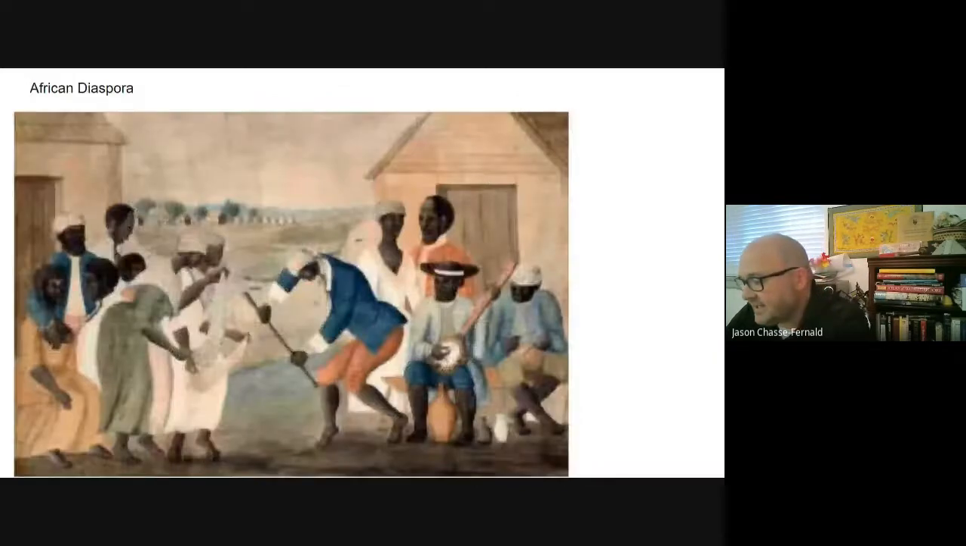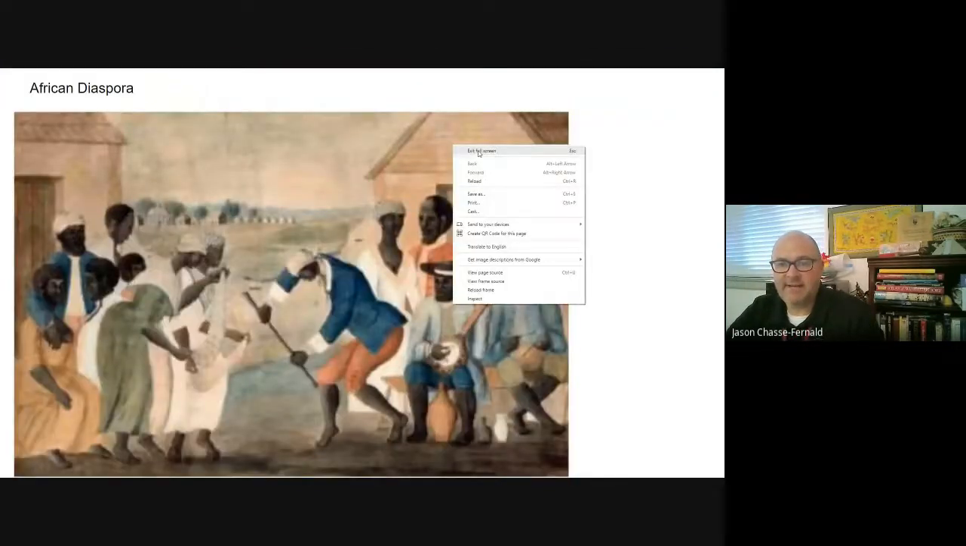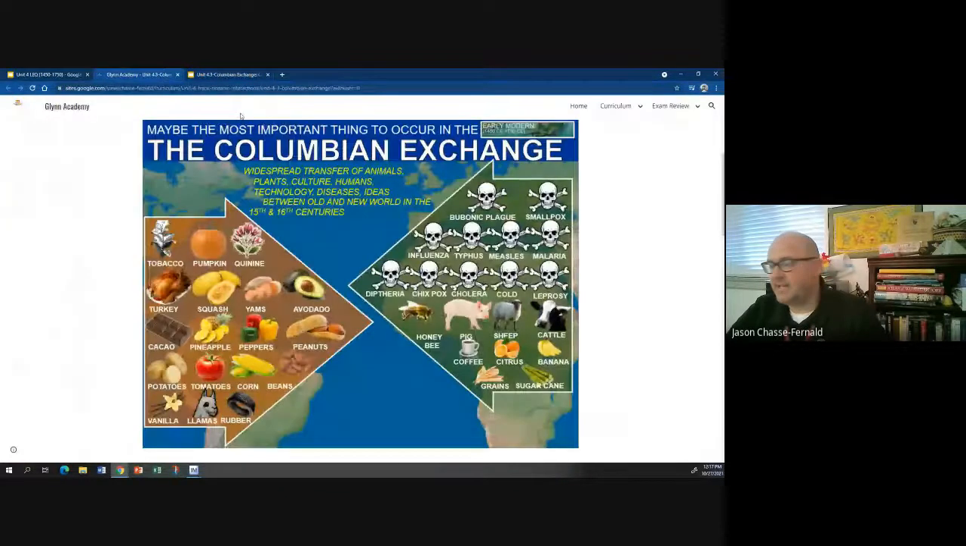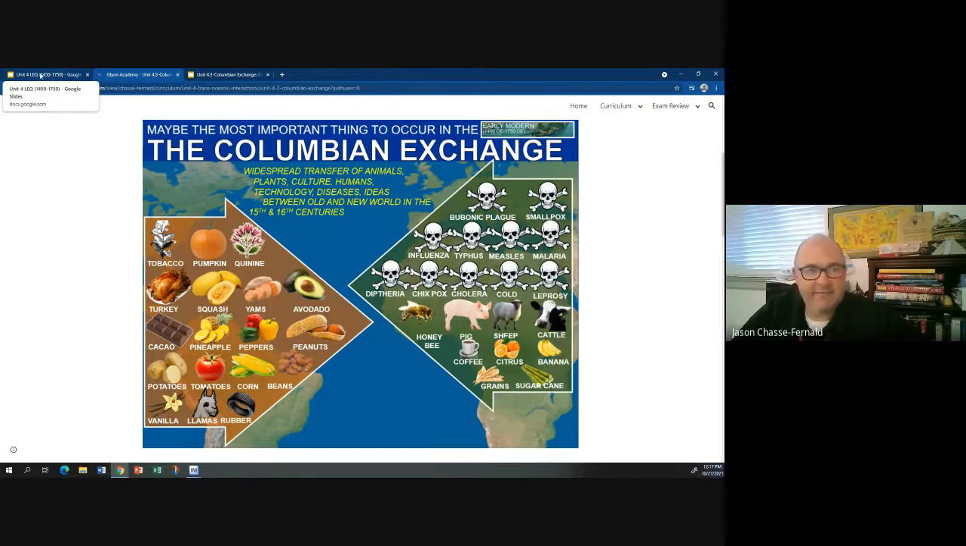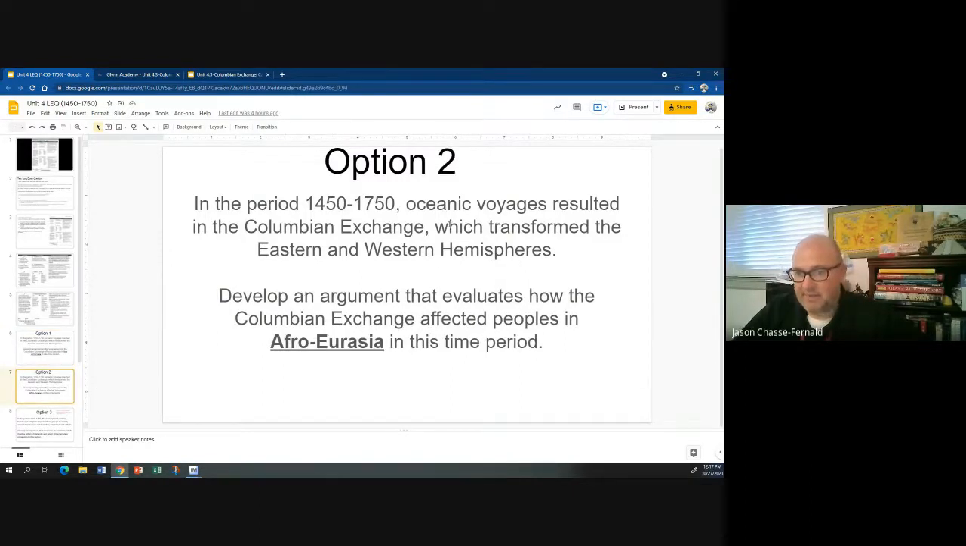Let's go ahead and go through some of the notes that we did in class today. I'm going to exit that screen. In class today, we started looking at the products, the things, and I reminded students that for the LEQ we're going to have at the end of this unit, options 1 and 2 are specific to the Columbian Exchange. Option 1 looks at how the Columbian Exchange affected peoples in the Americas and how it affected peoples in Afro-Eurasia.